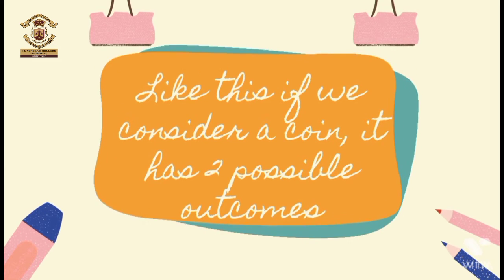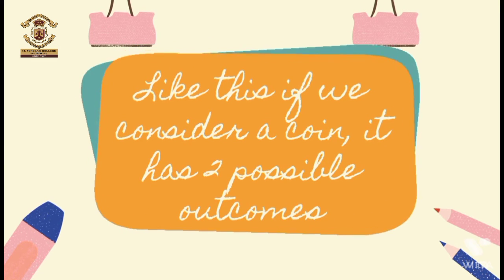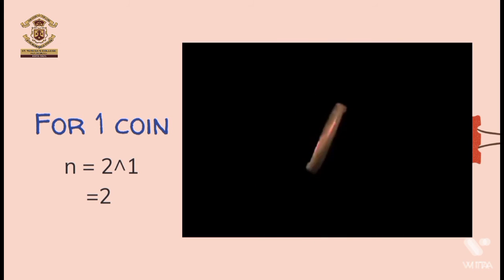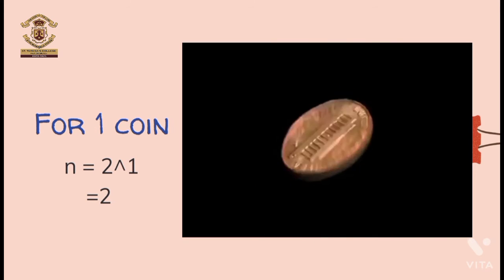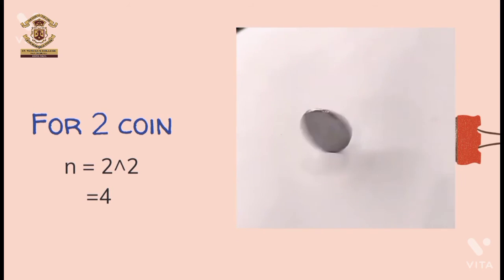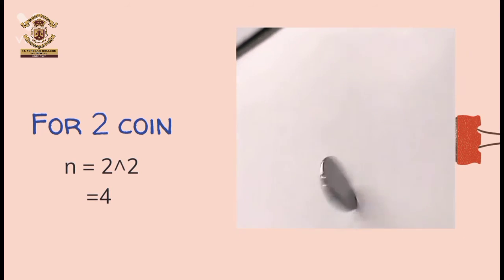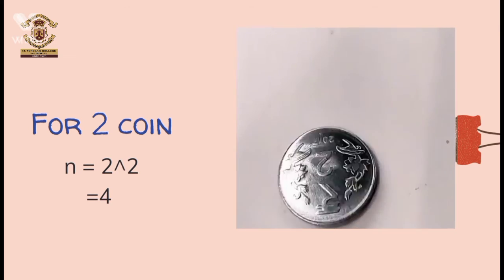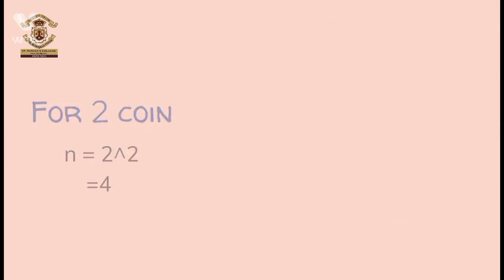Like this, if we consider a coin, it has 2 parts. Hence, for 1 coin equals 2 raised to 1, that is equal to 2. For 2 coins equals 2 raised to 2, that is equal to 4, will be the total outcomes.